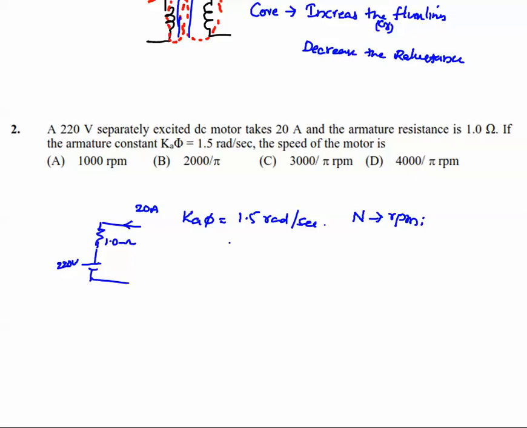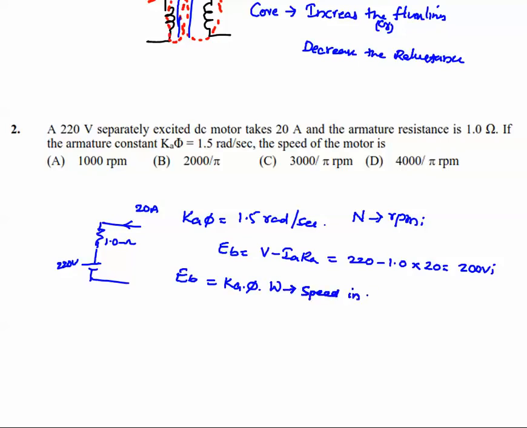Okay, and the formula is Eb, that's the back EMF, is equal to V minus Ia into Ra, that is equal to 220 minus 1.0, that is armature resistance, and armature current is 20. We will get 200 volts as Eb. Okay, and we know the relationship between Eb and speed is: back EMF is equal to the armature constant K into φ into ω. So this is speed in radians per second, but the given solution is in RPM, so we will convert this.